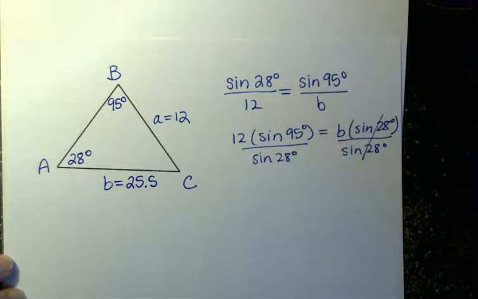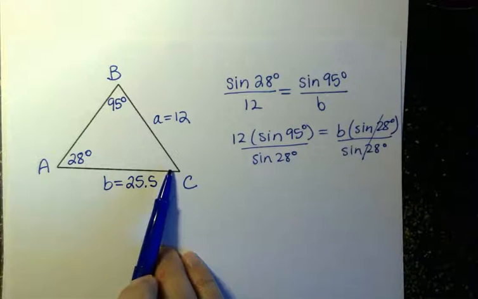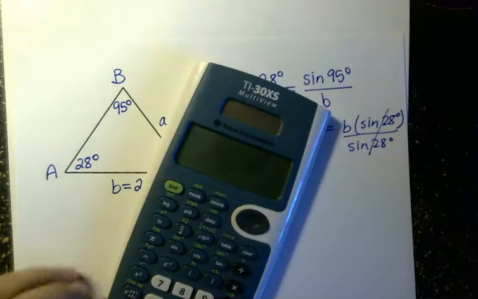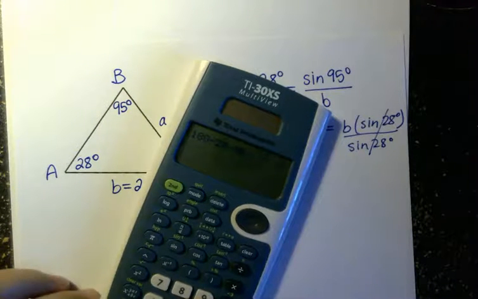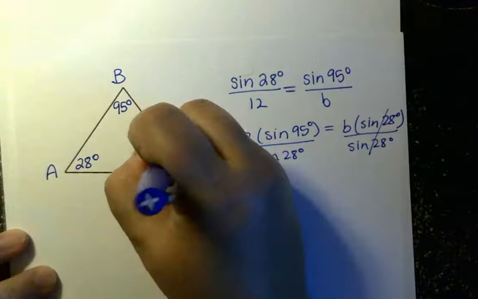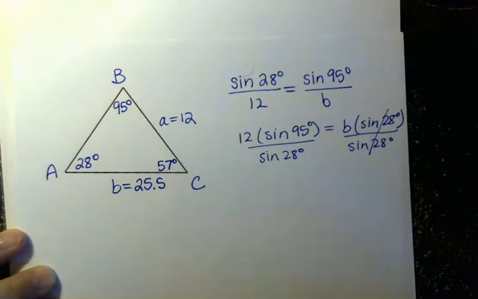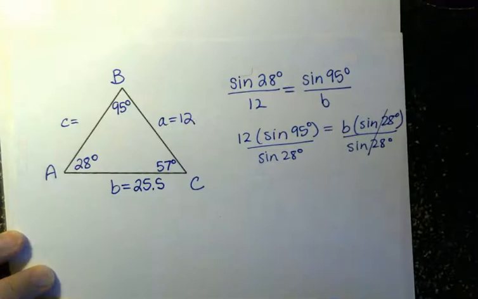Okay, we're almost there. Now we have 2 side lengths and we have 2 angles. It's easy enough to find this angle. I can subtract the other 2 from 180. So that's what I'm going to do. 180 minus 28 minus 95 gives me 57 degrees. Okay? So now I have 3 angles, 2 sides. I'm almost there. The only thing I still need is this missing side.